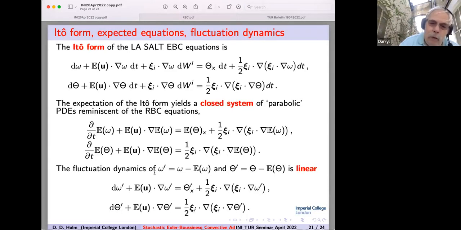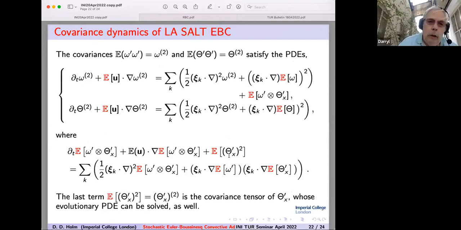And then we can take the difference of the solution from its expectation to define the fluctuations. And the equation for the fluctuations is stochastic, but it is linear in the fluctuation quantities. These equations govern the fluctuations, and they're linear. And if they're linear, then we can calculate their covariances, and we can try to figure out if we could actually get the dynamics of the covariances.